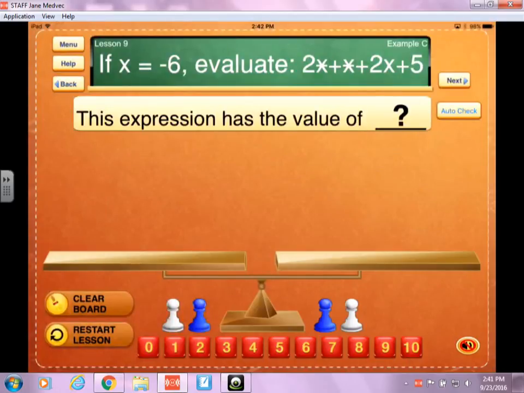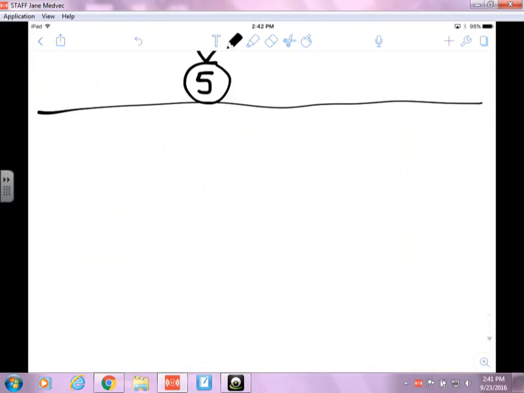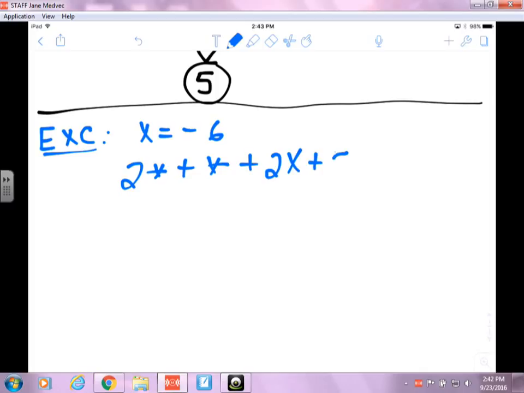All right, so now I'm going to move on. Here's the next problem. So I get x equals negative 6, and I have 2 star plus 2x plus 5. If I go back to my notes in Notability, this is example C. I'm going to put in x equals negative 6, right underneath it. And if x is negative 6, star is positive 6, that's right.